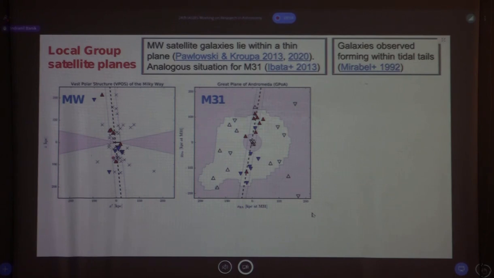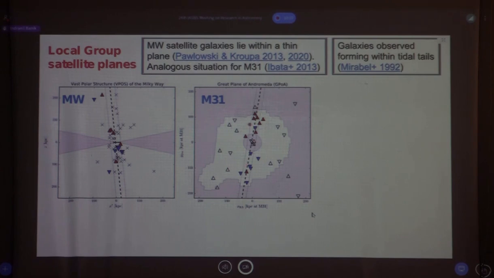But remember, that's how it would look for a distant observer. Inside the Milky Way, you can actually see the proper motions. You can see the satellites actually orbiting within this plane. The 3D velocity vectors are aligned. Around Andromeda, there's also a satellite galaxy plane viewed almost edge on. The ones above are moving away from us. The ones below are moving towards us. There are proper motions for a couple of them.